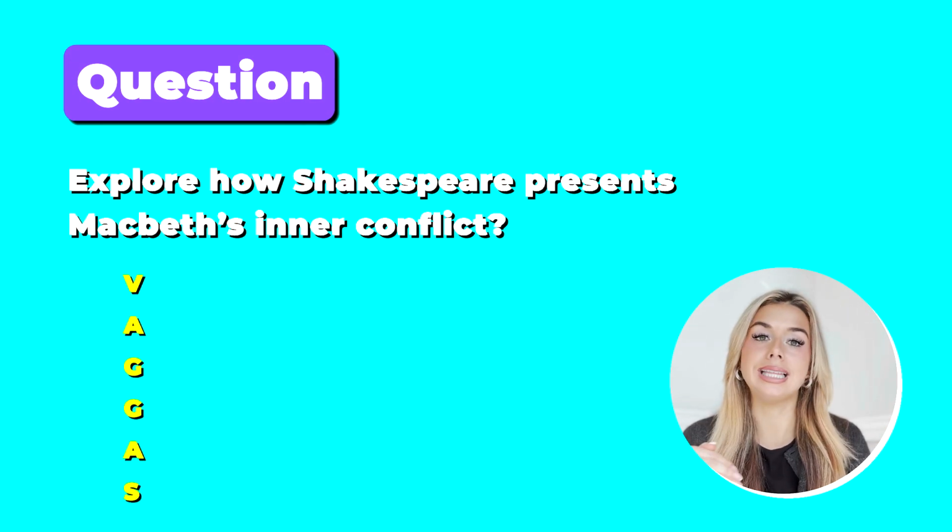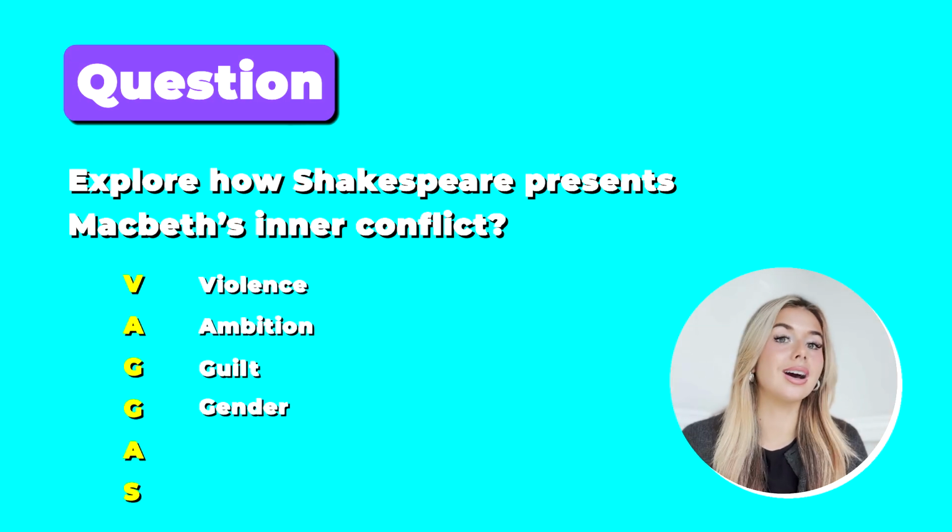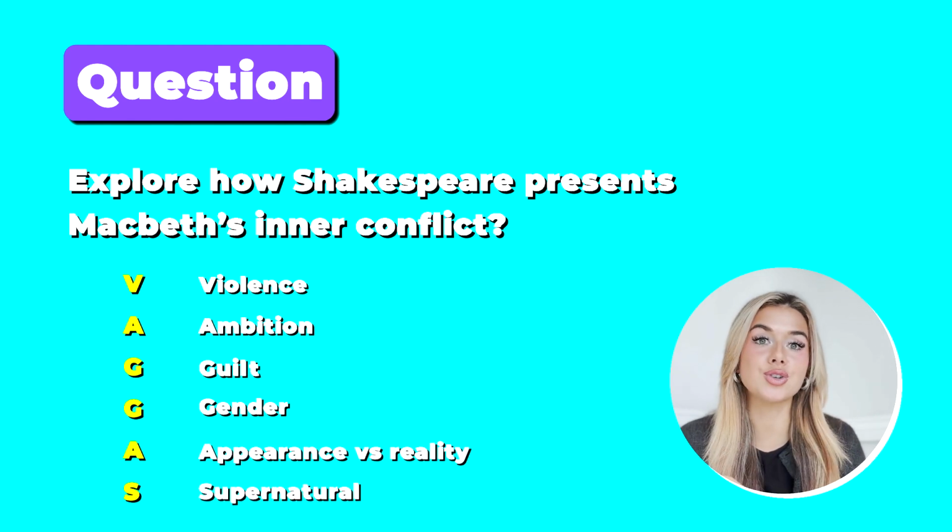So what we're gonna do, we're gonna write down our 6 key themes. So we're gonna write down VAGAS, violence, ambition, guilt, gender, appearance versus reality, and supernatural. And I'm gonna think about firstly, for the extract, what is the key theme I'm gonna link it to? And I think the best key theme that works for this one is guilt. I'm just gonna write down very briefly when I'm writing out my little plan, I'm gonna write extract or paragraph 1, guilt.